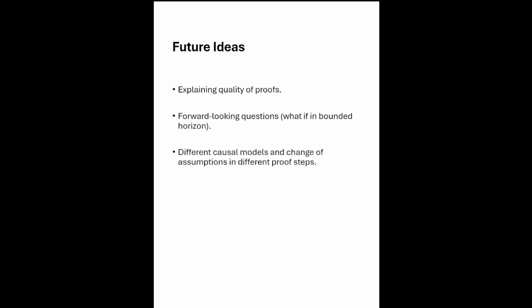Some ideas we would like to explore in the future include explaining the quality of proofs, where a metric such as the length of the proof can be used to compare multiple proofs, forward-looking questions up to a certain bounded horizon, different causal models and changes of assumptions in different proof steps. Using the tic-tac-toe example, this would be changing the opponent's strategy, and incorporating ethical and situation-aware decision-making in proof steps.